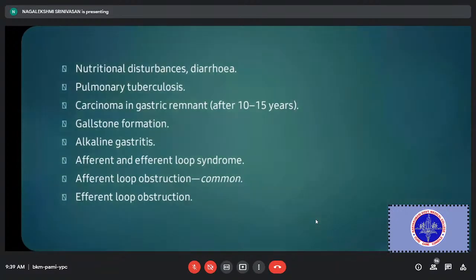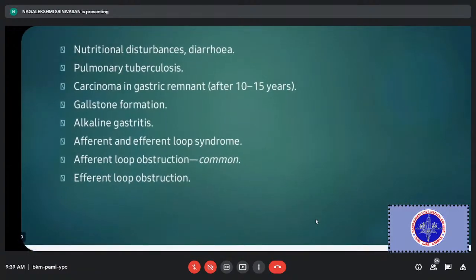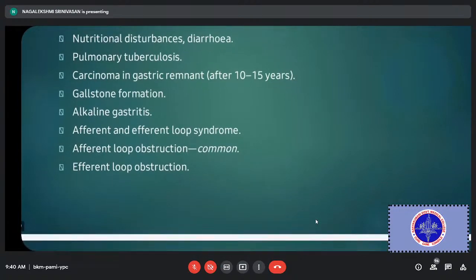The patient can have nutritional disturbances, diarrhea, pulmonary tuberculosis, and the immunity is lost. Carcinoma in the gastric remnant can also occur after 10 to 15 years. Gallstone formation can occur because of the bile passage disturbance. Alkaline gastritis can occur because of bile reflux into the stomach, and afferent efferent loop syndrome. Today, when you go and read about gastric ulcer, look at the gastrojejunal anastomosis pictures, and you will have so many doubts. Those doubts can be discussed in the next class.